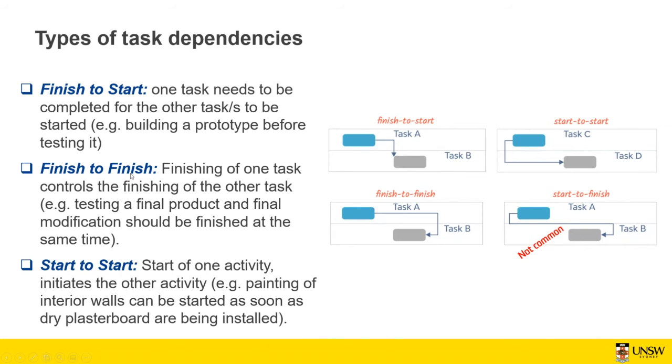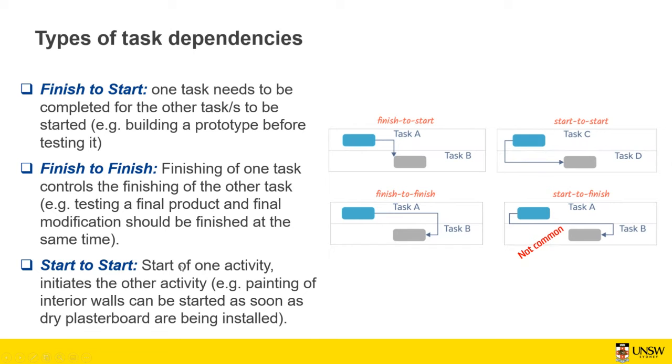Finish to finish is where the finishing of one task controls the finishing of the other task. For example, testing a final product and the final modification should be finished at the same time. In finish to finish, it doesn't matter which task you start first, but both need to finish at the same time. So here we can start the modification and then test it, or you can test it, then modify it and test it again. But the testing and modification should be finished at the same time.